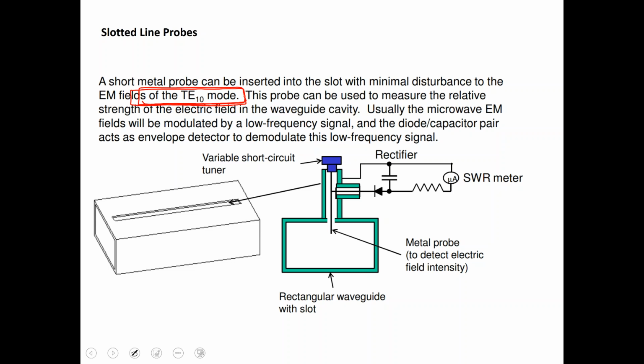If on the other hand it was TE20 mode, then the current would be maximum in the center and it will be minimum because there are two lobes. The current would be maximum in the center and it will be minimum where the two lobes of the sine are.